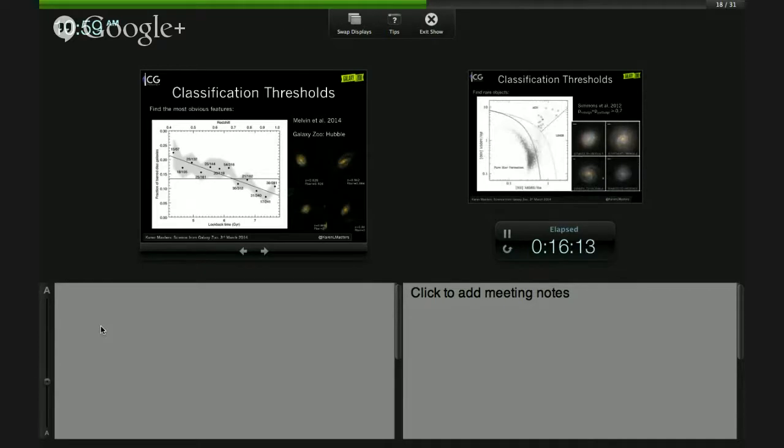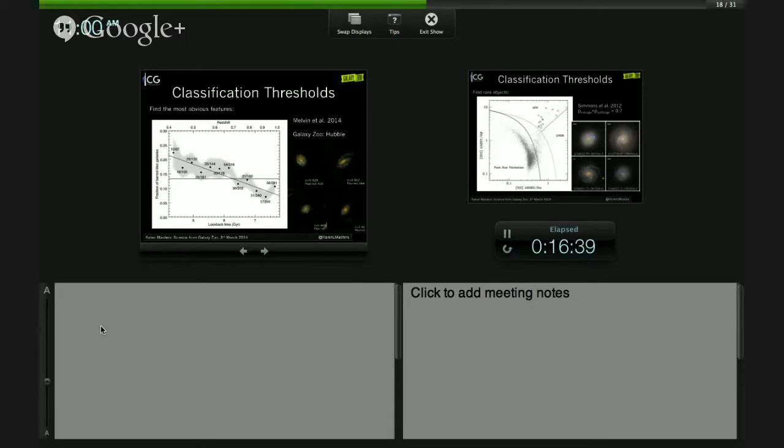You can also use classification thresholds to find the most obvious features, and I think the bars in spiral galaxies are one of the best examples of this. So this is work done by my student, Tom Melvin, which is just published, using Galaxy Zoo Hubble to identify bars in disk galaxies at high redshift. So here are two examples of very high redshift, redshift 0.8, 0.9 galaxies from Hubble with very strong bars, and here are two at the same redshift without bars.